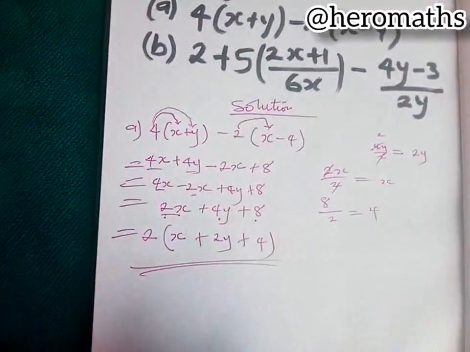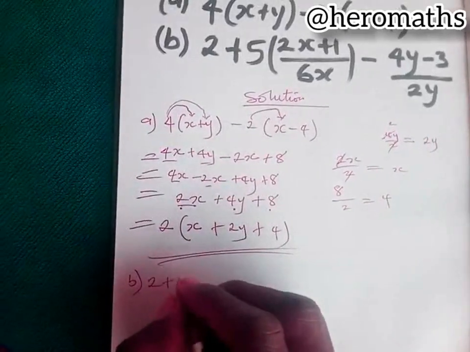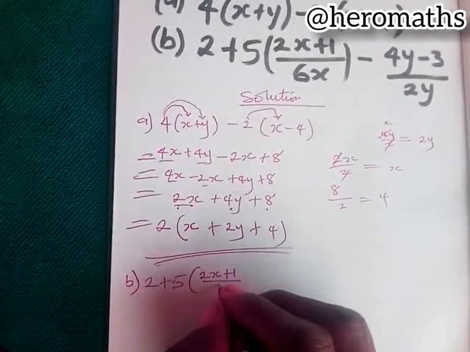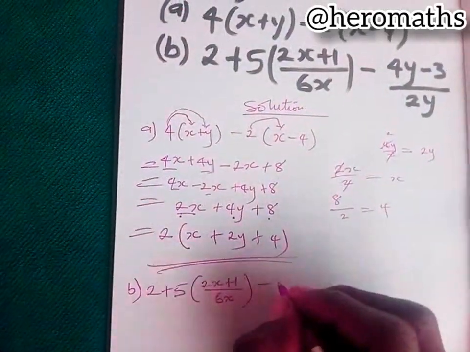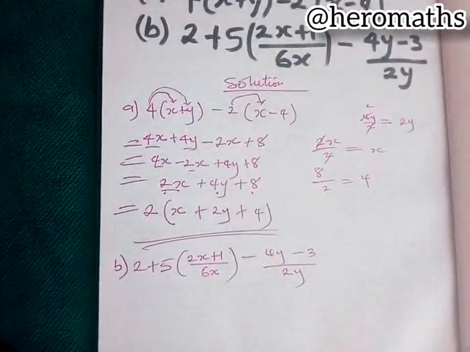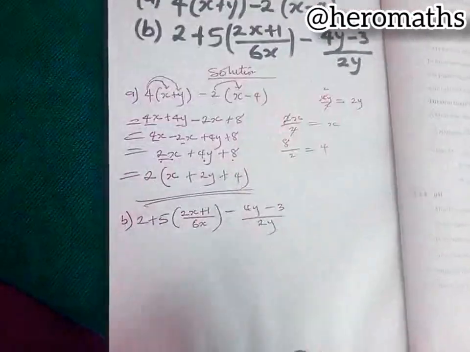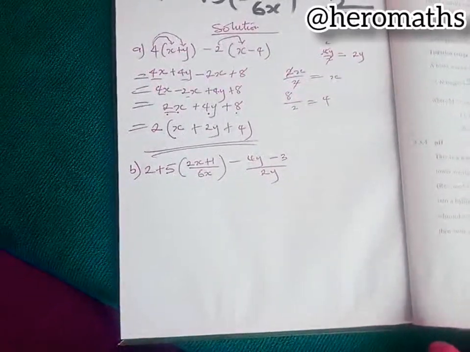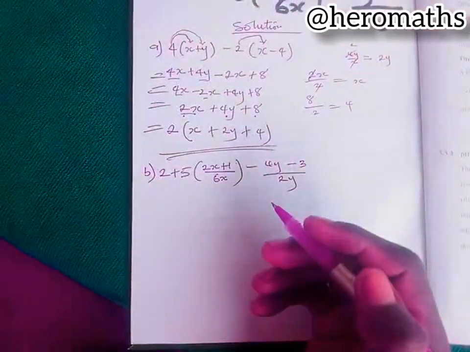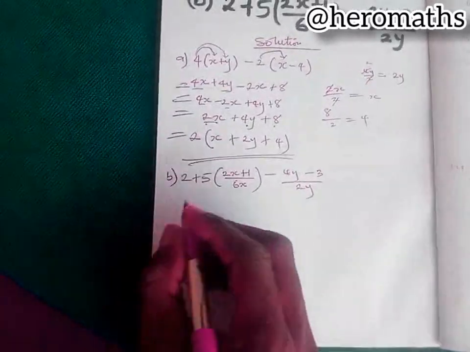So let us go for 2b, which is 2 + 5((2x + 1)/6x) - (4y - 3)/2y. Now that is the B. The B, as you look at it, is more complex than the A. We have fractions in our brackets. So let us see what we can do.